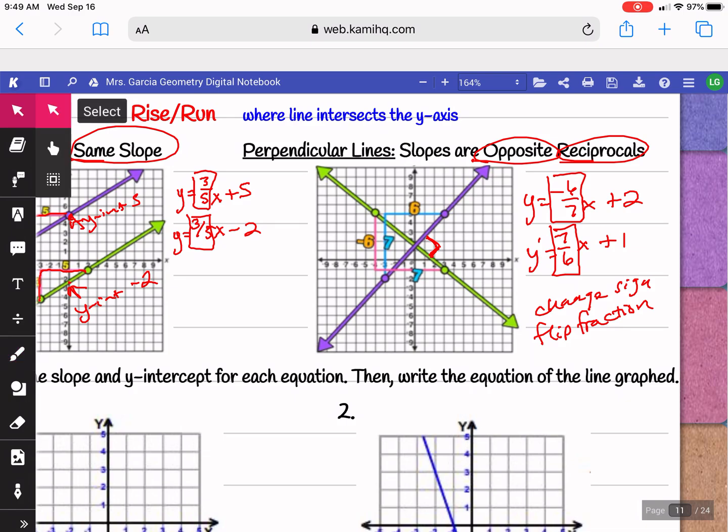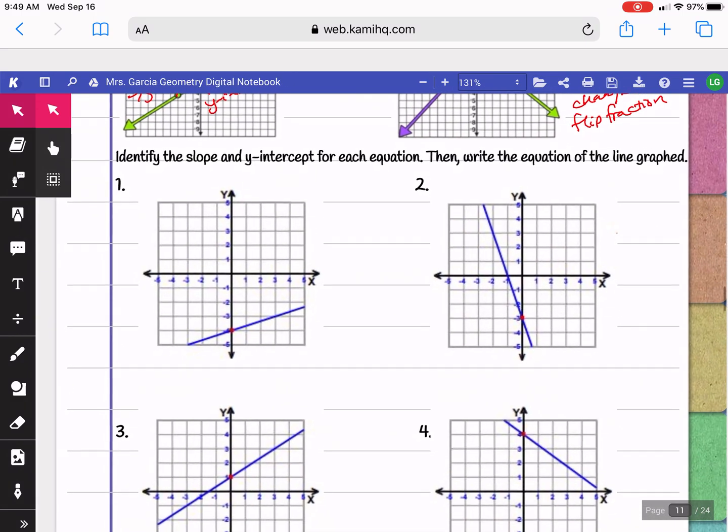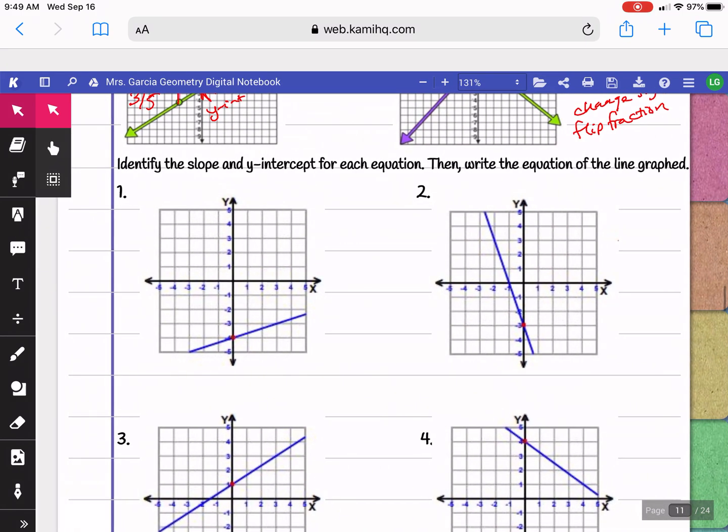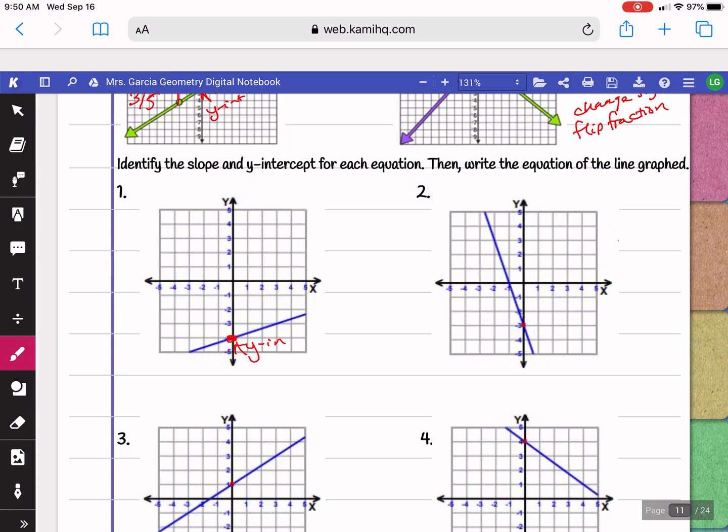On these next examples, we're going to practice writing the equations of lines by identifying slope and y-intercept. So for number 1, I'm going to identify the y-intercept first. It crosses here at -4. So my b is -4. I still need my slope or my m.